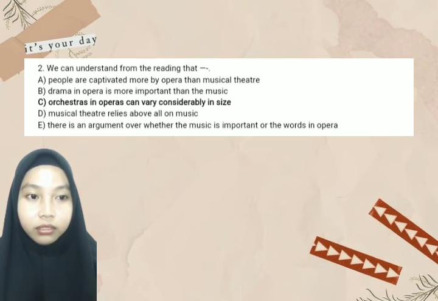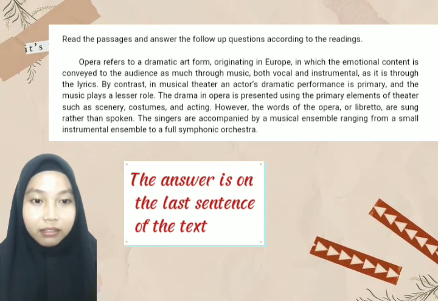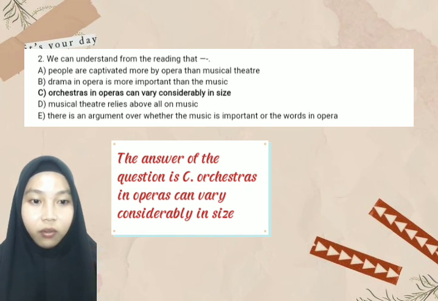The next question is what we can understand from the reading. We can find the answer by reading the last sentence of the paragraph: the singers are accompanied by a musical ensemble ranging from a small instrumental ensemble to a full symphonic orchestra. So the answer is C, orchestras in operas can vary considerably in size.